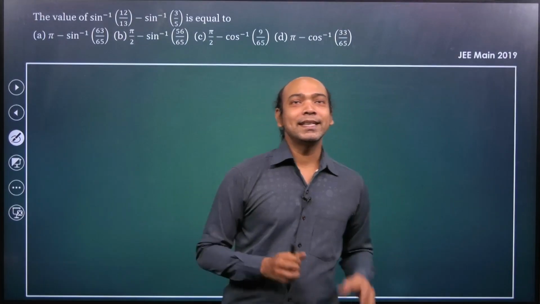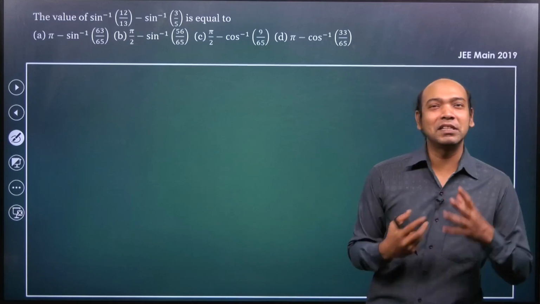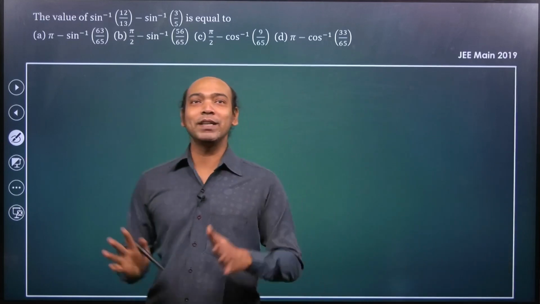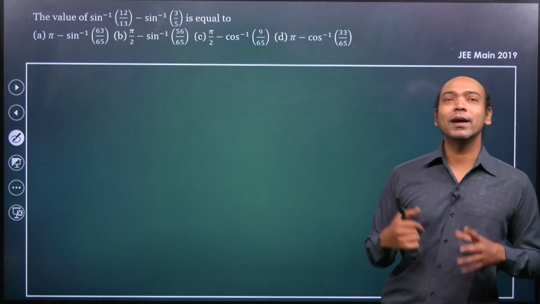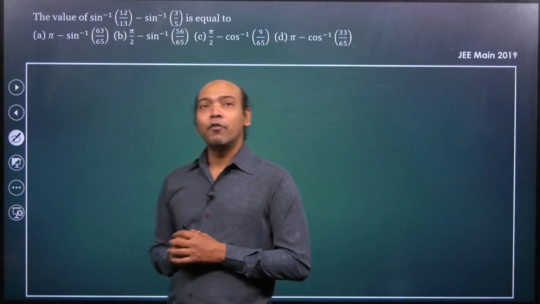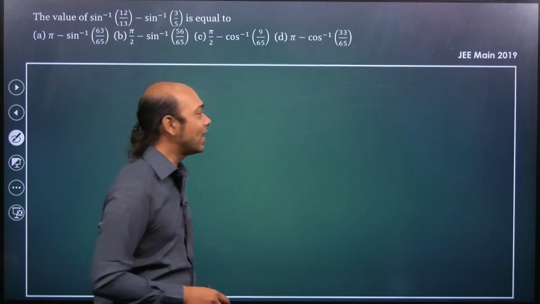Hi all. See this here, without thinking anything, we can understand that we have to subtract these two sine inverse functions. So we have to directly apply the formula of sine inverse x minus sine inverse y. So just apply that formula.